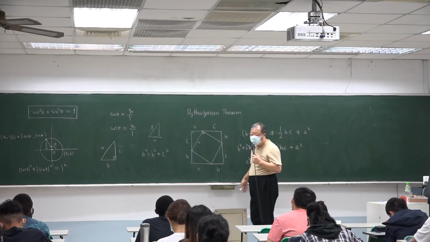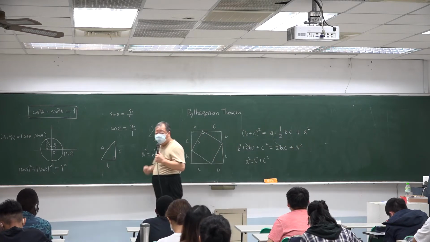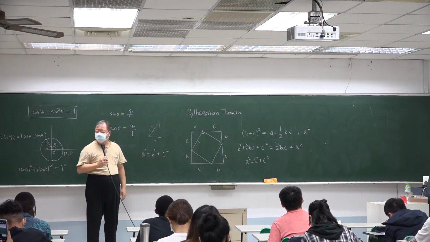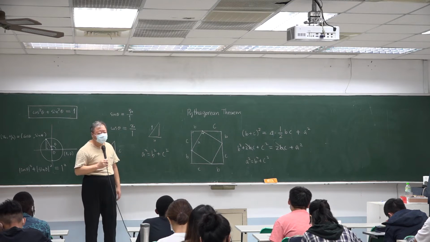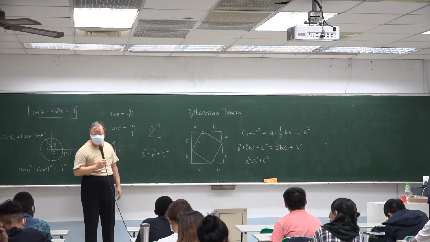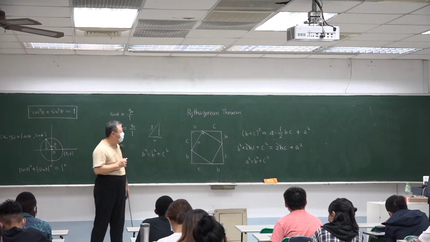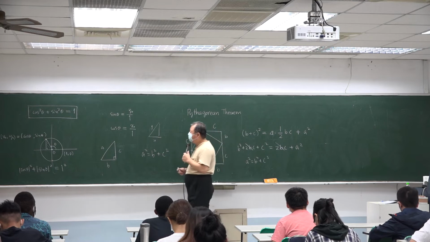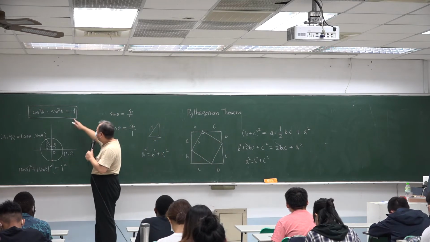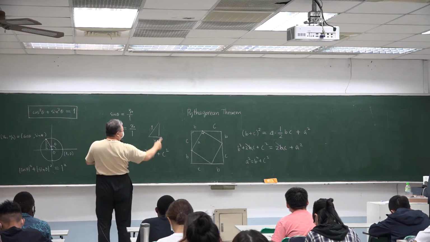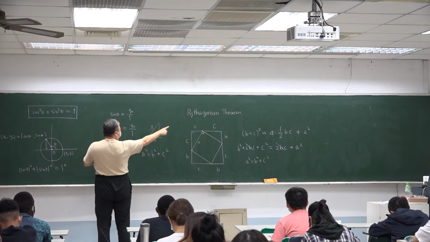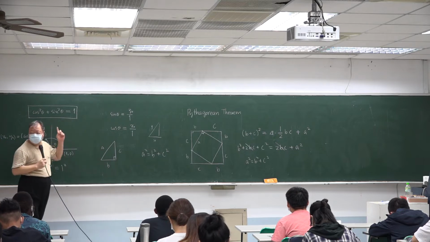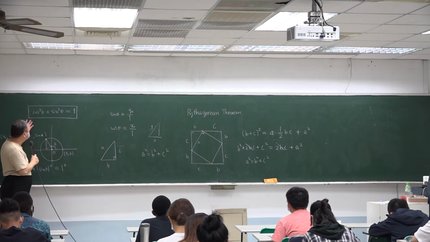This is a very important identity. Yes, I think all of you have learned this before. So using this theorem, we obtain this relation. This relation is called the Pythagorean identity, for sine and cosine.